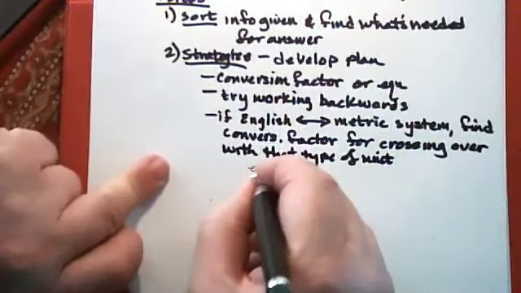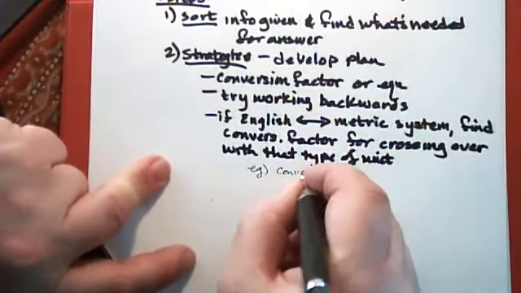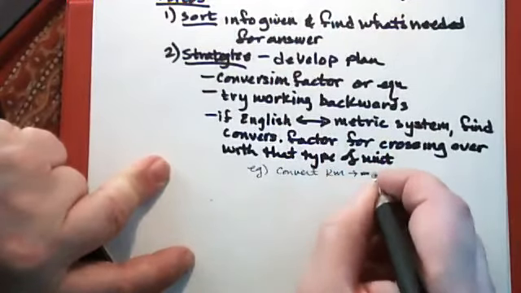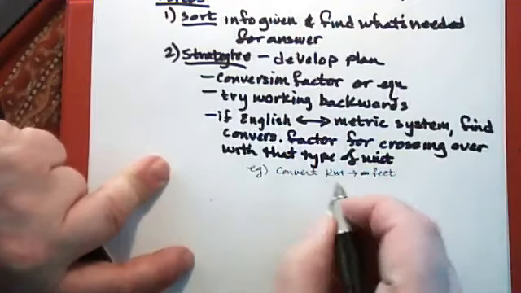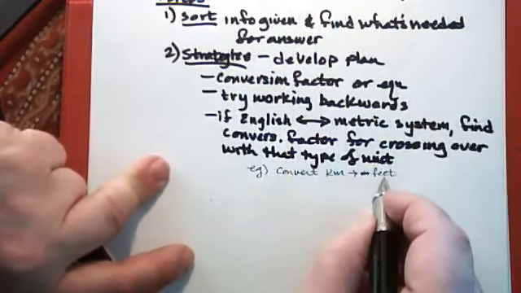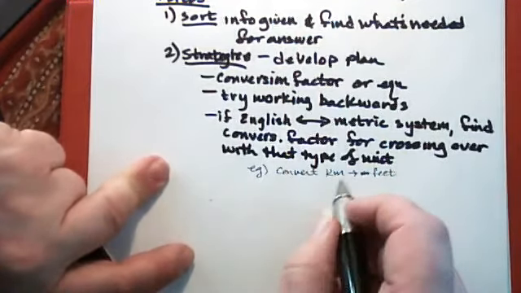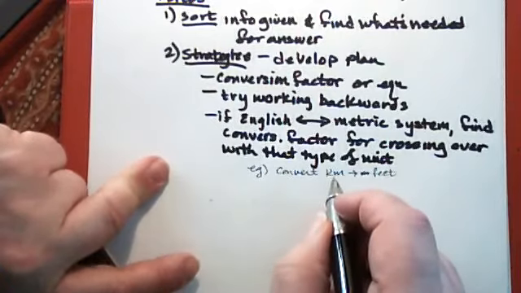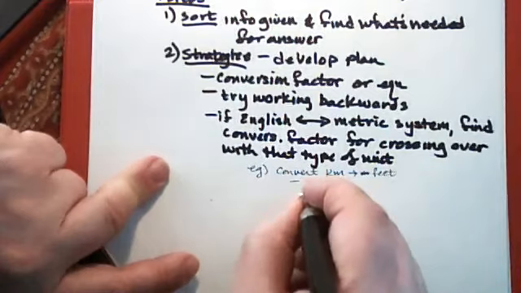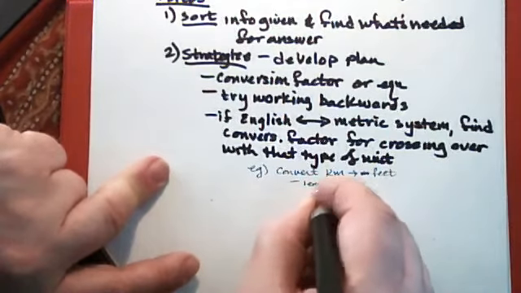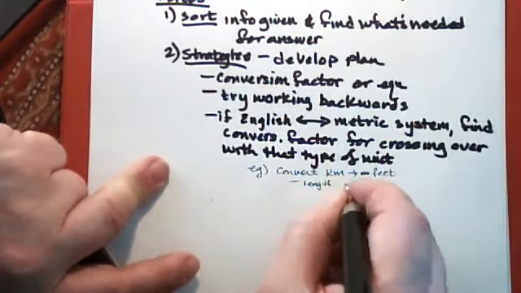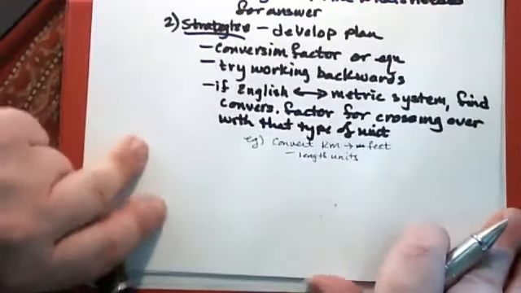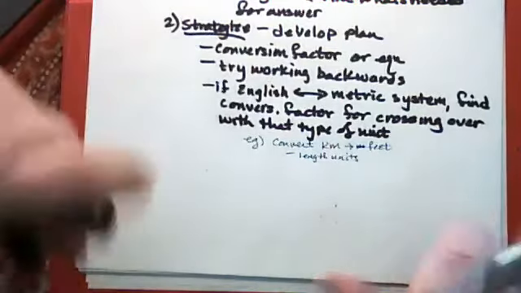So an example might be, say, if you wanted to convert kilometers to feet, a certain number of kilometers to feet. Well, you might not know what to do at first, but just think of what type of measurement these are. These are length units. And so see if you can find a conversion factor between the English and metric systems involving length.